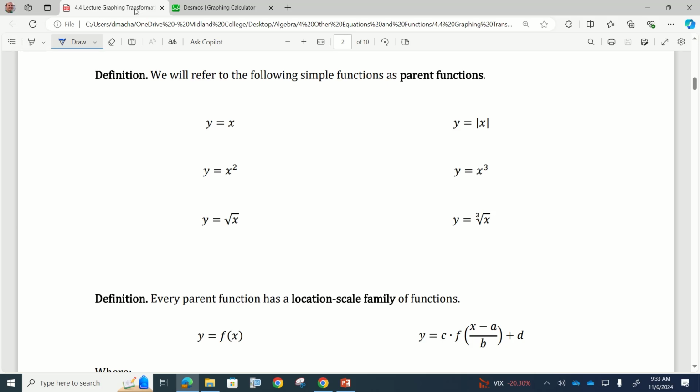I might call these 6 functions parent functions because they're relatively simple and straightforward. We've got the absolute value function, x squared, x cubed, square root, cube root. I want to call these parent functions because each one of these functions has a location scale family.